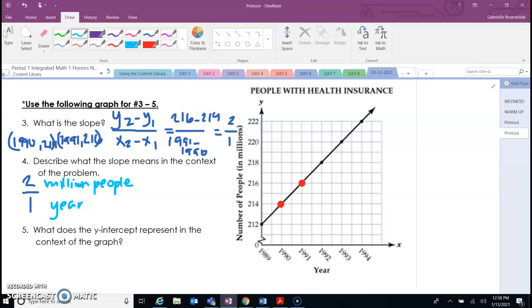So you can interpret this with a sentence in a few different ways here. You can say every year 2 million people sign up for health insurance, or every year 2 million more people are enrolled in health insurance, or 2 million people sign up for health insurance each year. So I'll just write it like that. So 2 million more people, or 2 million people join health insurance a year.